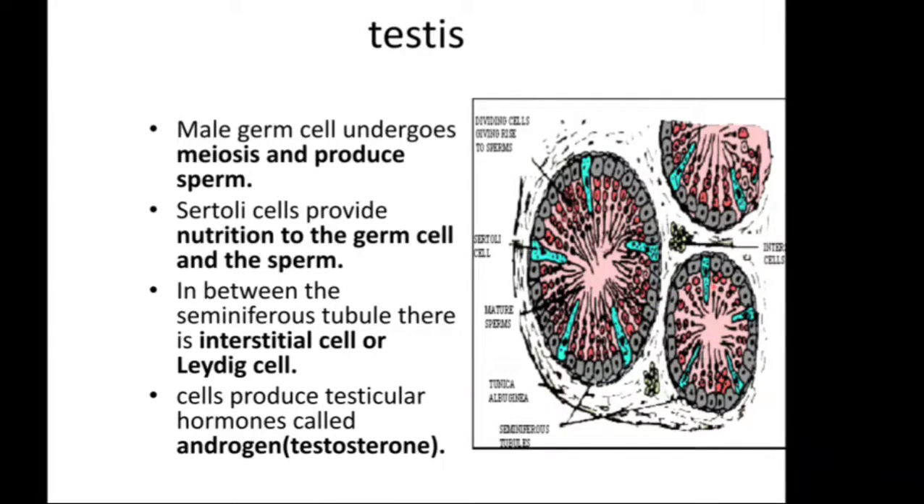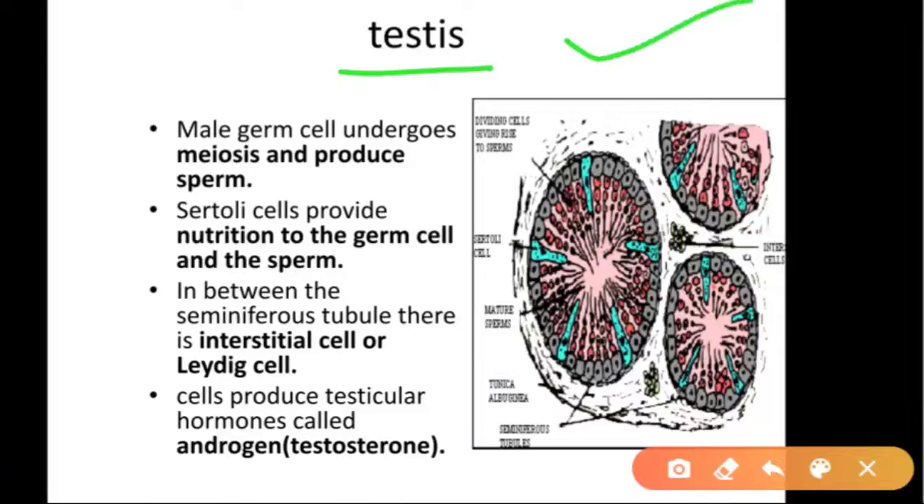Here you can see the detailed structure of the TS of testis. This is the seminiferous tubule, one seminiferous tubule. In this seminiferous tubule, the inner wall contains two types of cells. These are called male germ cells. And these, in green color, are called Sertoli cells.